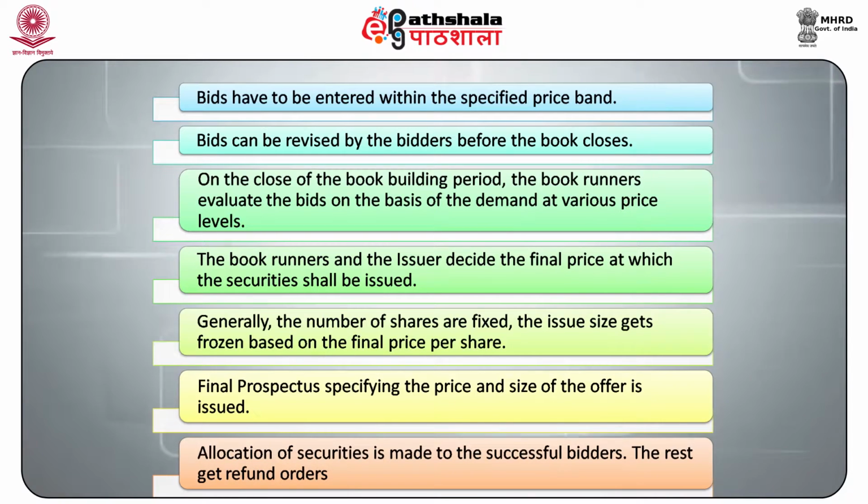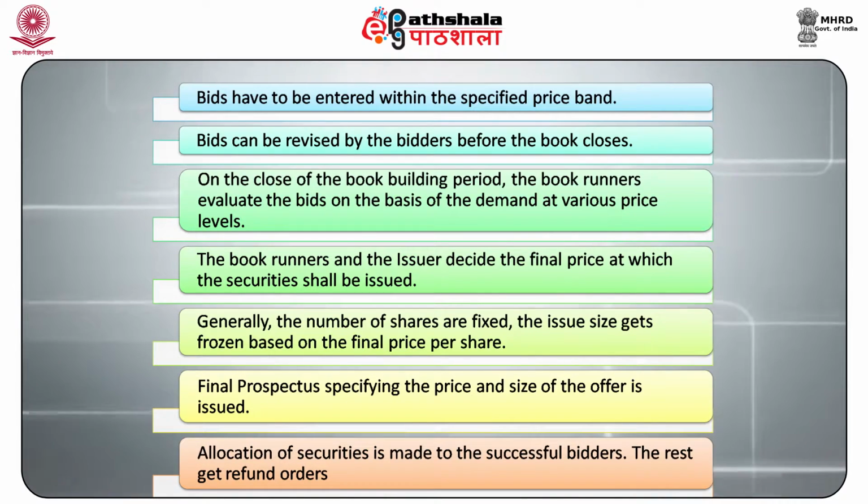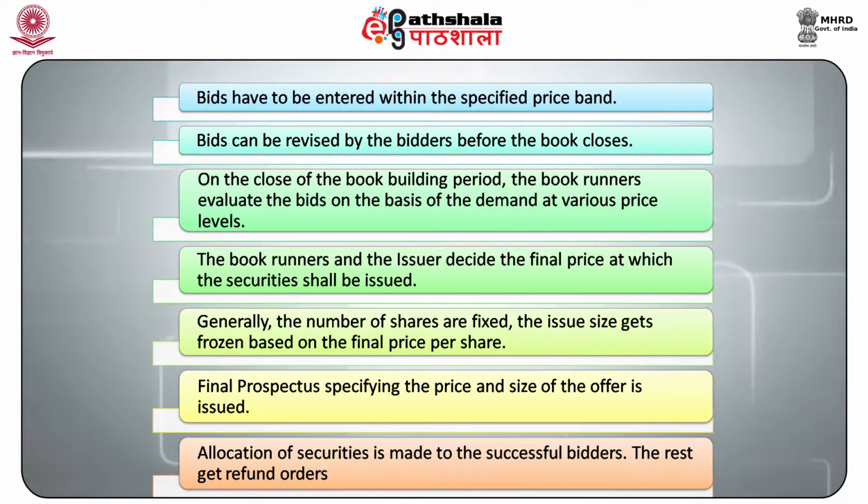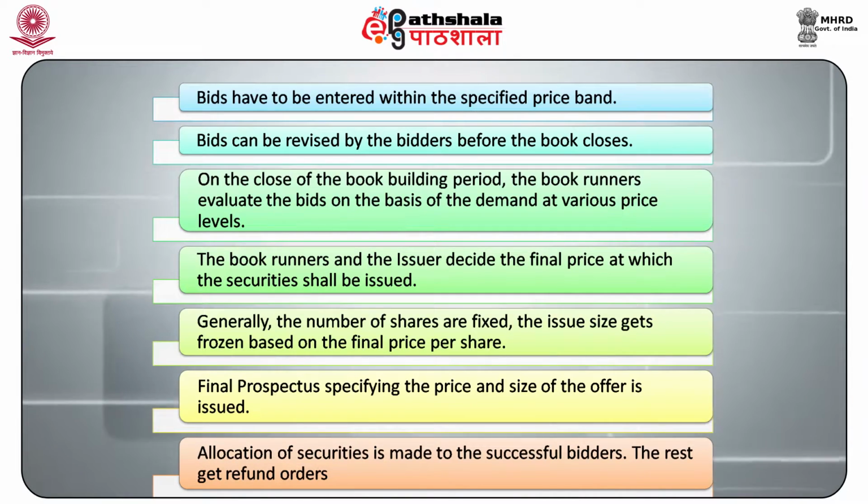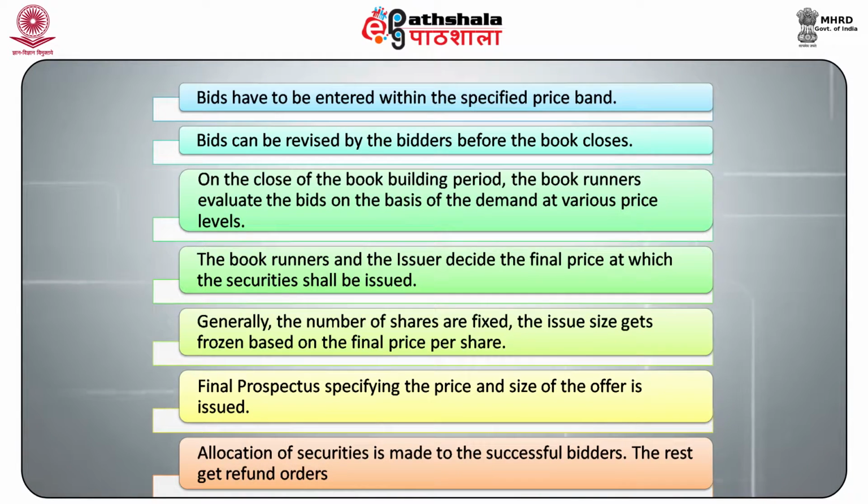Bids have to be entered within the specified price band. Bids can be revised by the bidders before the book closes. On the close of the book building process, the book runner evaluates the bids on the basis of the demand at various price levels. The book runner and the issuer decide the final price at which the securities shall be issued. Generally, the number of shares is fixed.